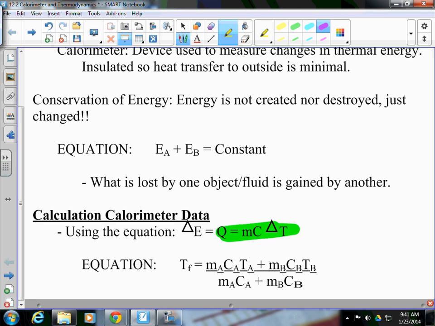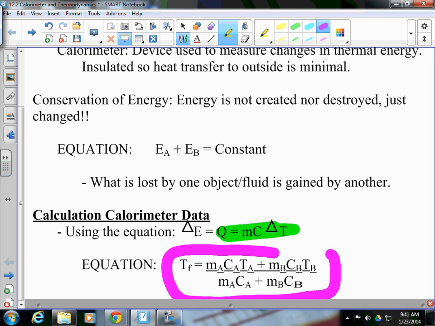And the calorimeter equation is the final temperature of the solution is equal to Ma times Ca times Ta, M being mass, C being specific heat, and T being temperature, plus Mb, Cb, Tb over MaCa plus MbCb. So that is our calorimeter equation. And that is how we're going to solve for if I add something cool to something hot, what's my final temperature going to be? Or if I add something warm to something cold, or if I add two things that are lukewarm, what's my final temperature going to be?